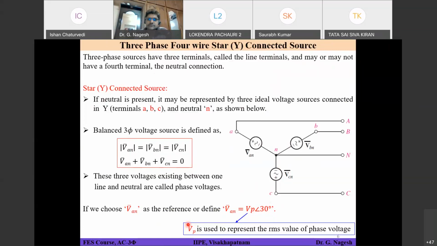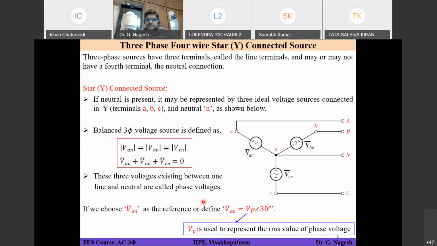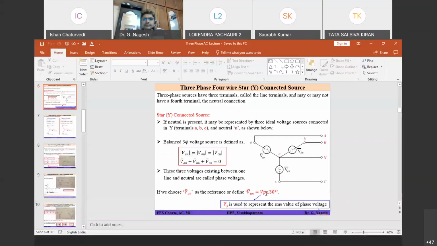30 degrees, sorry, once again. This should not be 30, this should be 0 degrees. It is my printing mistake. This should be 0 degrees.